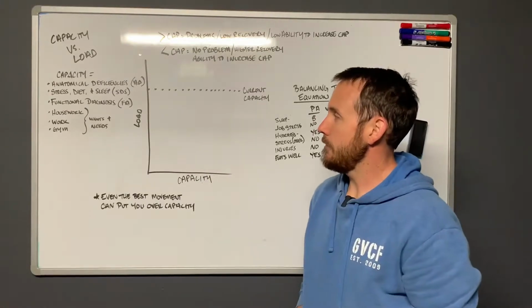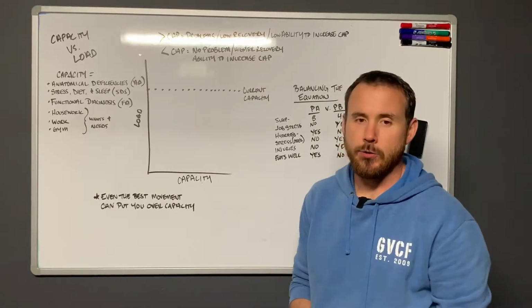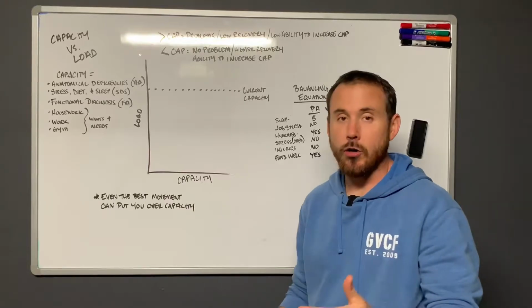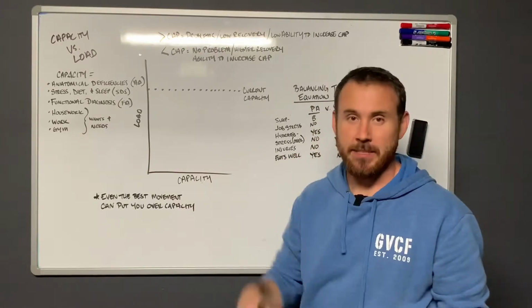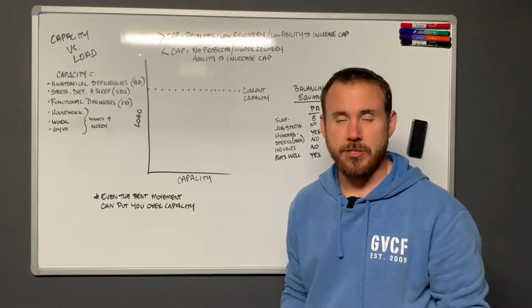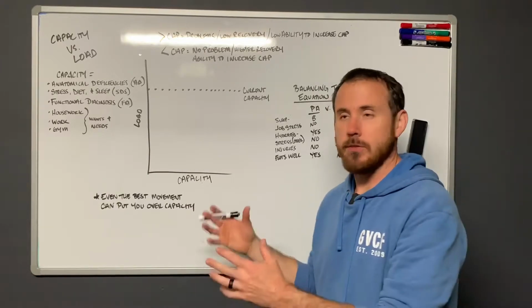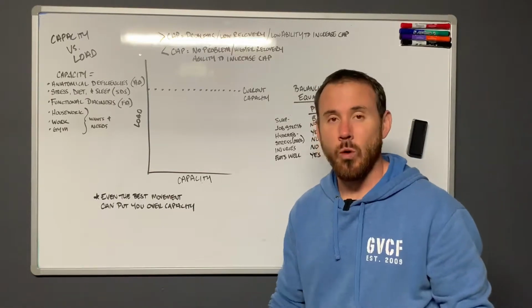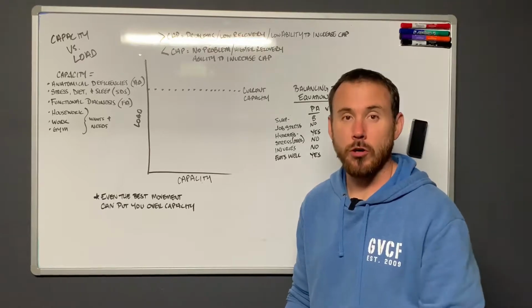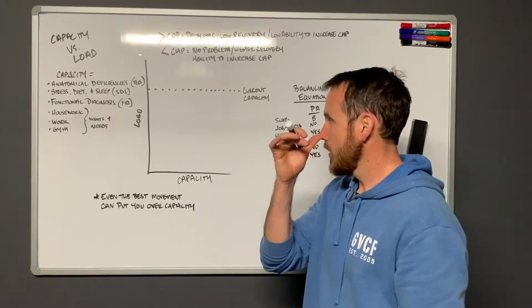Then we have our functional diagnosis. Those are the things that are currently wrong with you and your limitations. Anatomical deficiencies, we kind of grew up with. The functional diagnosis is what has happened recently or we're currently undergoing.